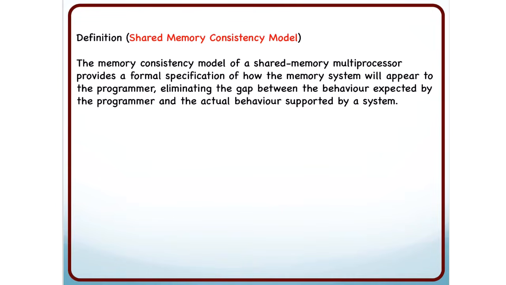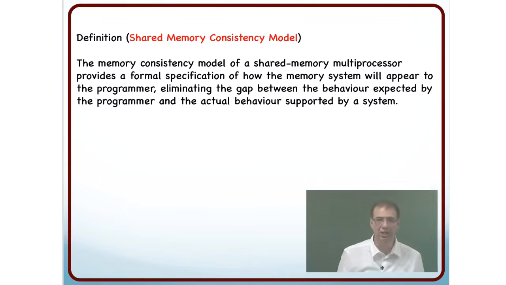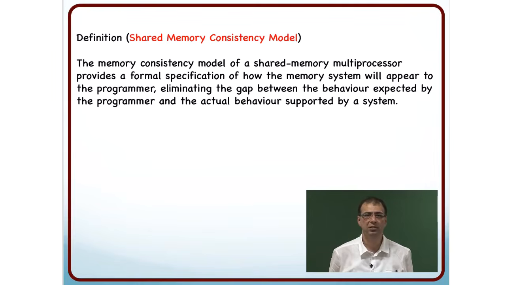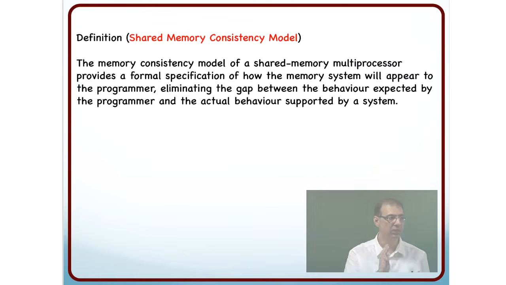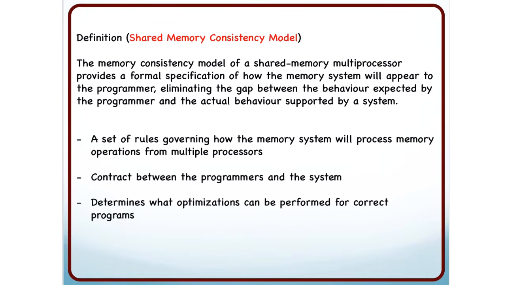So what is a shared memory consistency model? The memory consistency model of a shared memory multiprocessor provides a specification of how the memory system will appear to the programmer. So it basically eliminates the gap between the behavior expected by the programmer and the actual behavior supported by the system, right? So it's kind of like an agreement between the programmer and the system that this is how I want you to behave, and the system promising you that this is how I'm going to behave, right?